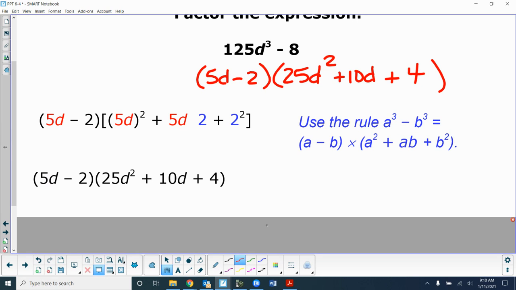So when you multiply the 5d and the 2, that's the middle. Just ignore the minus? Yeah, you just always know that the middle is always opposite of that. Okay. Olivia? How did you get the 2 in the first part? You took the cube root of this and the cube root of that to get those two. Okay? You okay to go to the next one?